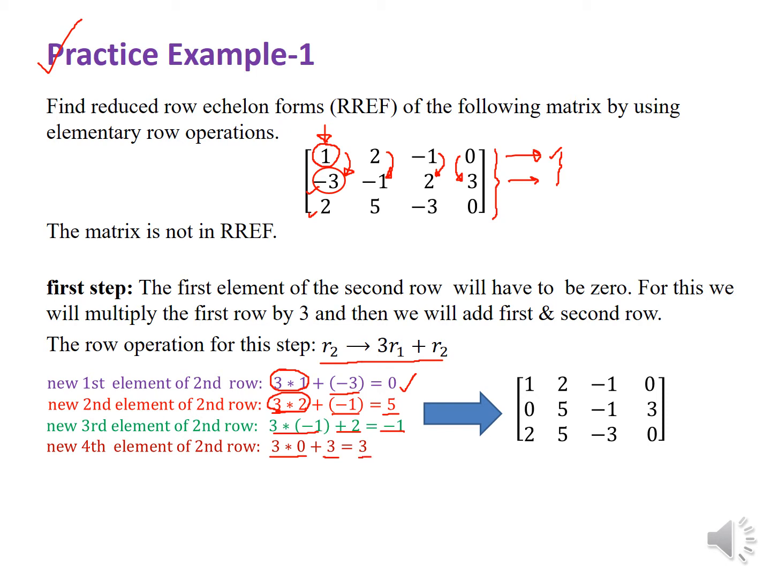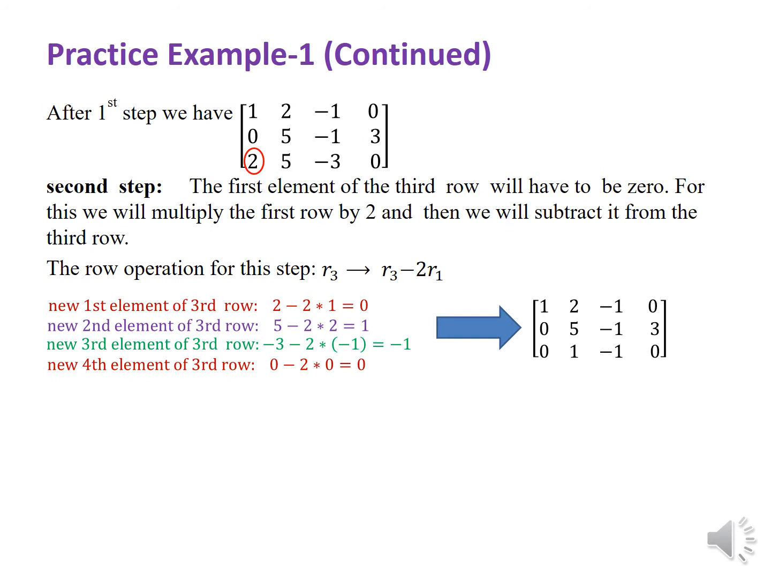So the first element of the new second row will be 0, the second element will be 5, the third element will be -1 and the fourth element will be 3. So this is the new second row of the matrix. So after the first step we have this matrix.